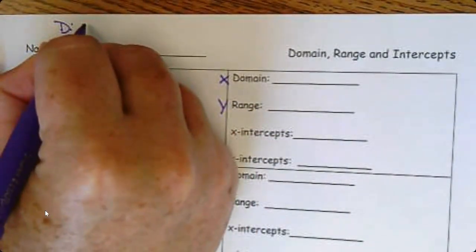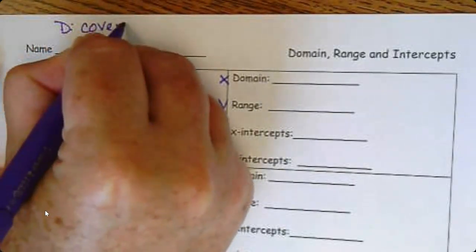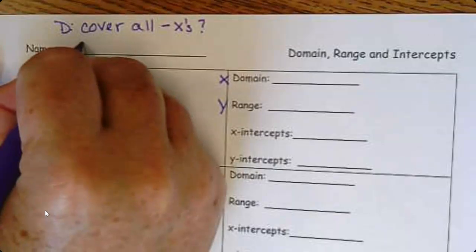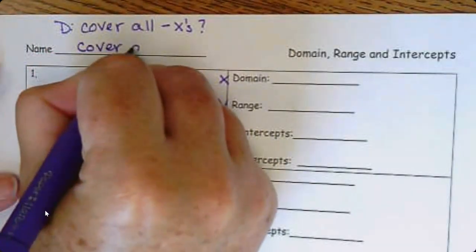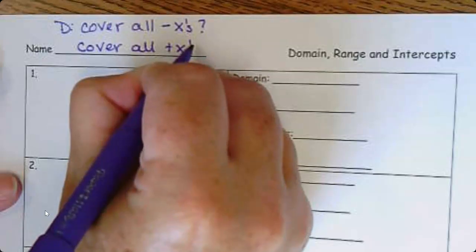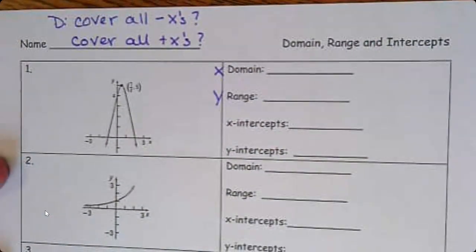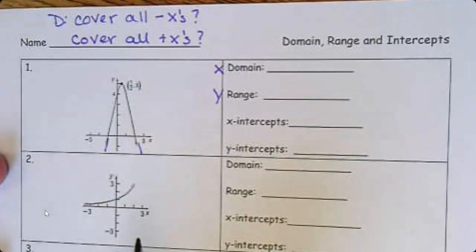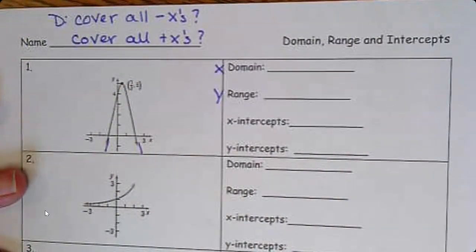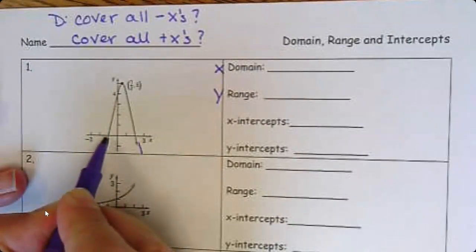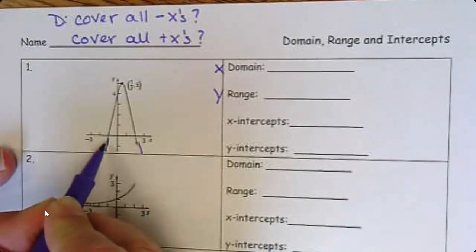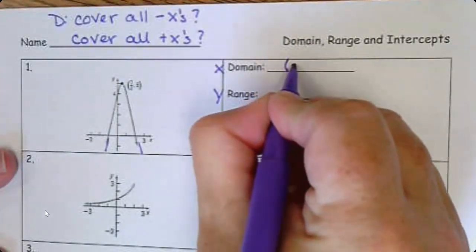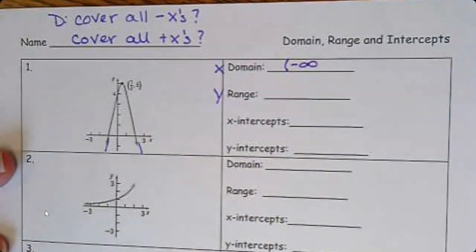We want to know, does the domain cover all negative x's? And then we're going to check, when does it cover all positive x's? Looking here, do you see these lines? They do go out wide, so they will eventually cover all of our negative x's over here just over time. It's going to take a while to get there, but it's going to cover. So this is going to be negative infinity.